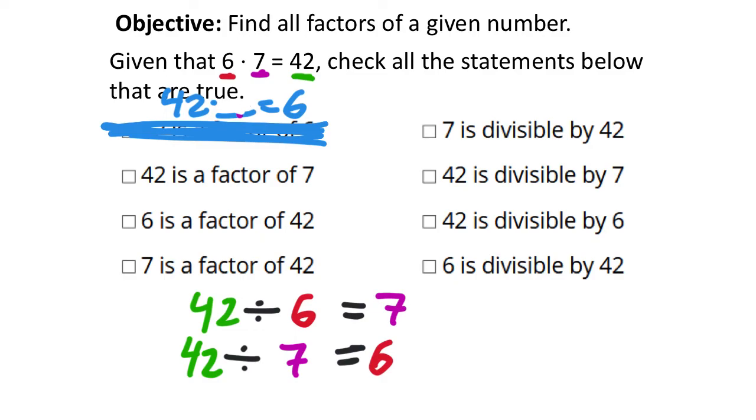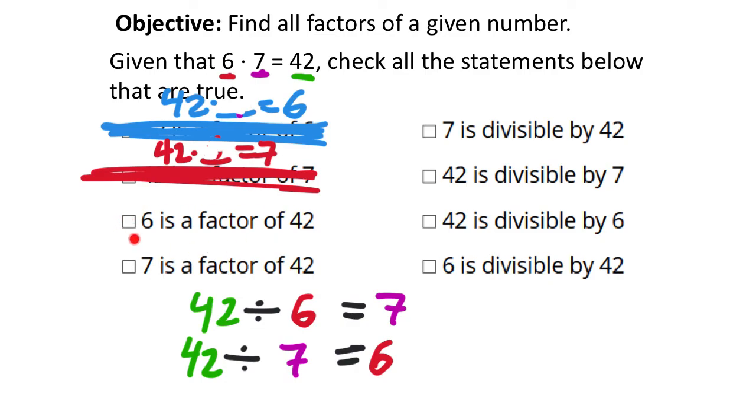But the next statement says 42 is a factor of 7. Well, just like 42 is a factor of 6, this would show 42 times something is 7. And just based on our fact family, that value should be 6, but it's not. That does not work. That is false. So that means that this statement is also false.